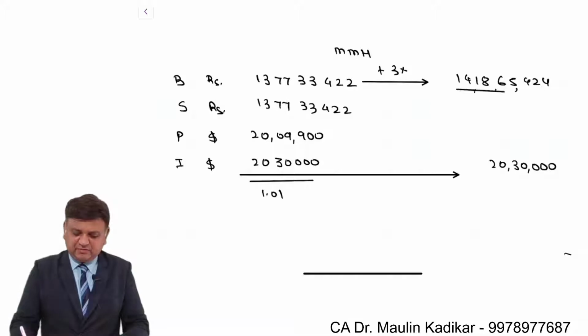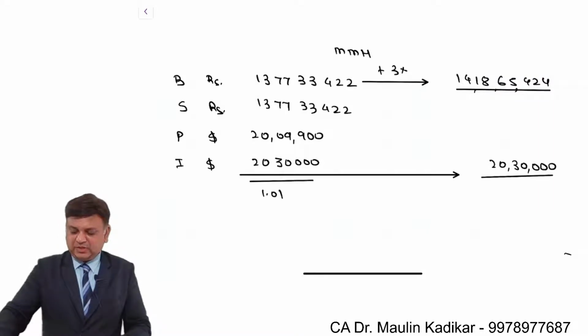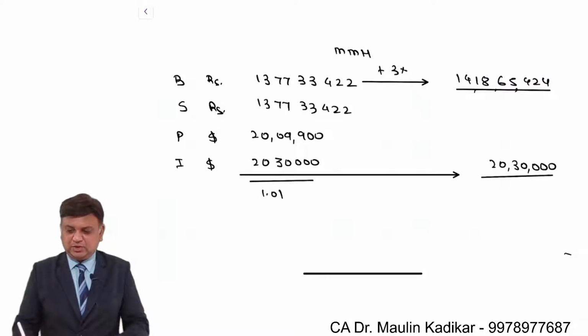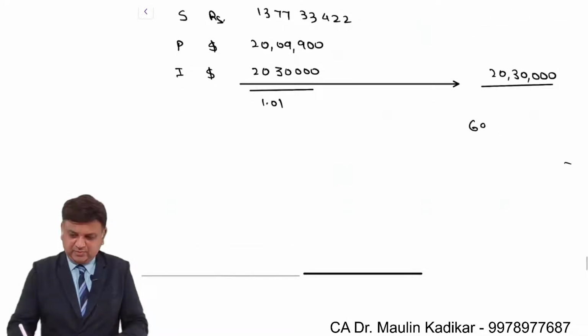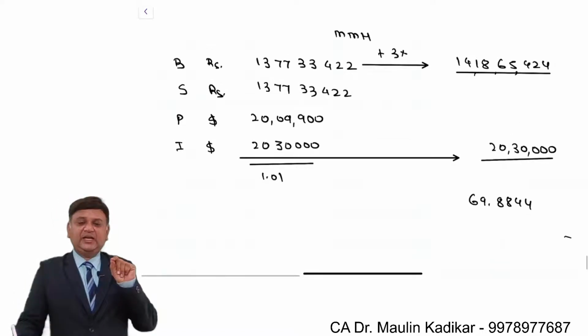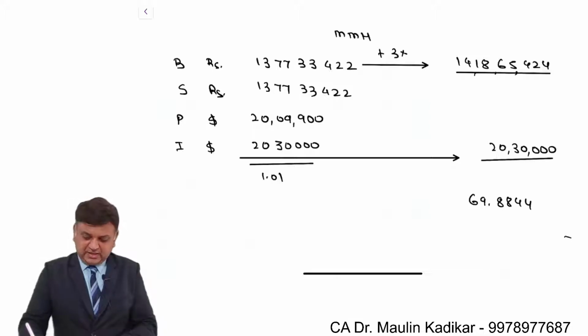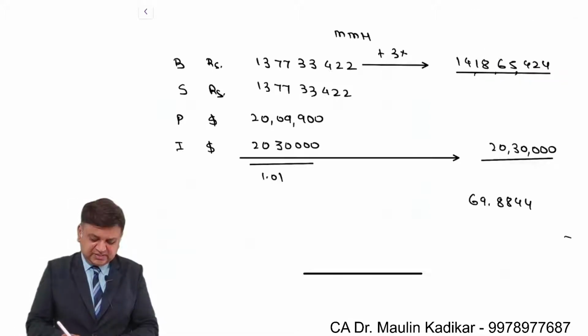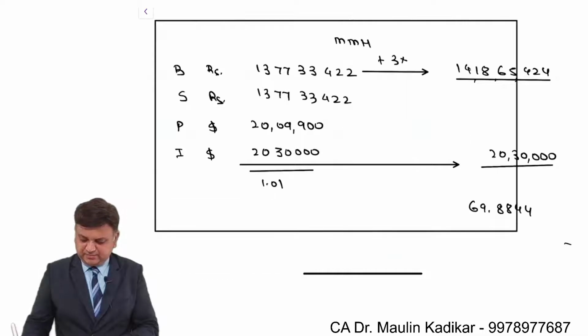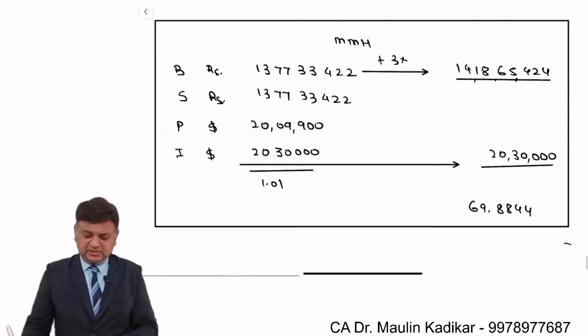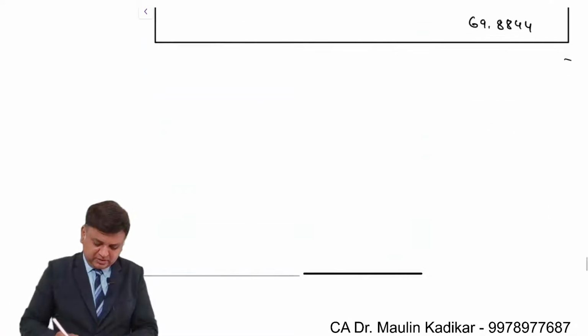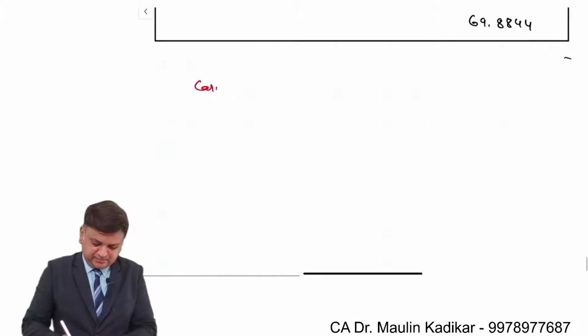Now this is the amount which we are required to pay for repayment of $20,30,000. So divided by 20,30,000, it comes to 69.8844. So that is the effective rate at which you are required to pay for $1. Now, since there is no buying and selling rate, there is only one rate of interest. So what you can do, you can make the calculation like this.